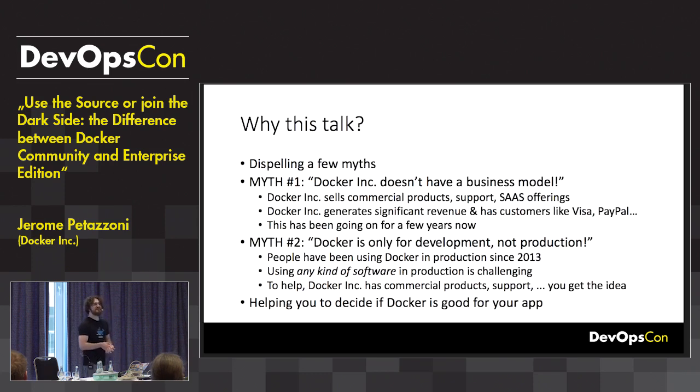So why are we having this talk? Well, first, because I was invited to speak, of course. Otherwise, I don't know if I would have had the opportunity. But also, I wanted to dispel a couple of myths. The first one is that a lot of people think that Docker, the company, doesn't have a business model. Well, Docker has a business model. We've had a business model for now more than 3 years. We have commercial products, we have support, we have a license for a bunch of things, we have SaaS offerings, etc., etc. We make a lot of revenue with some customers.